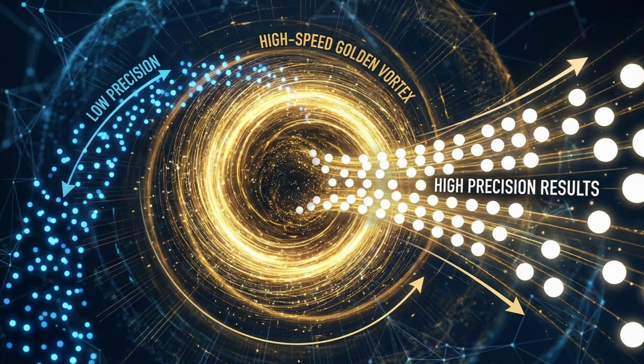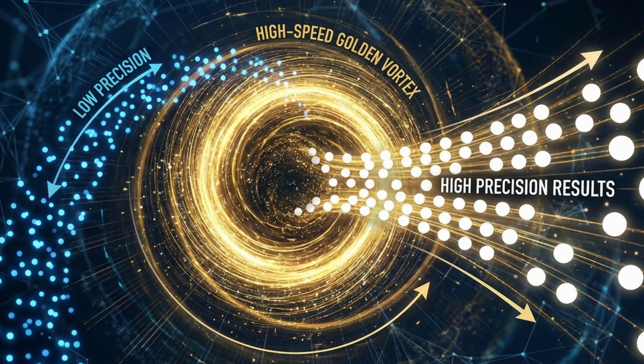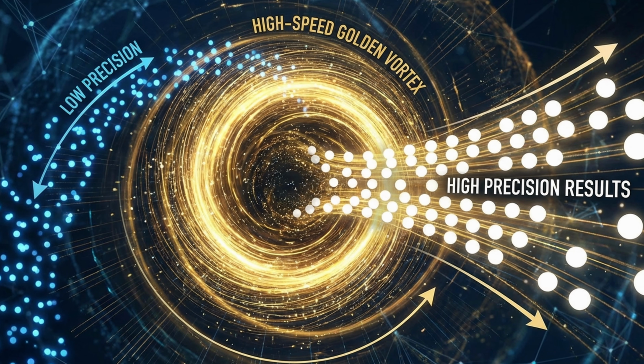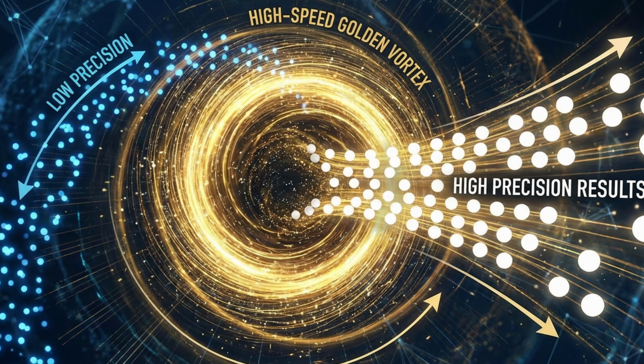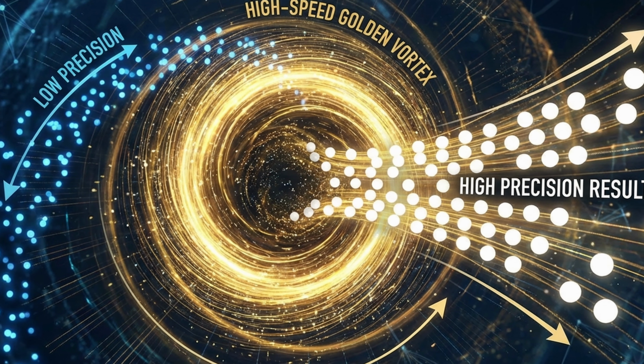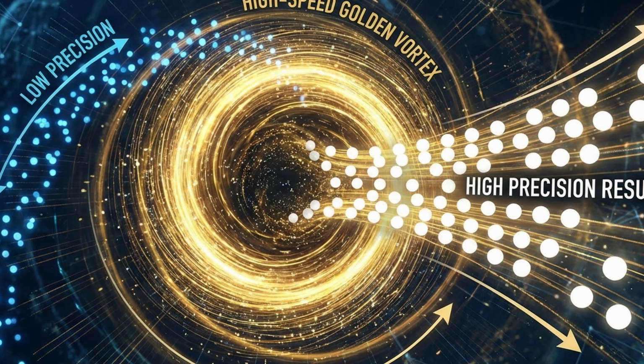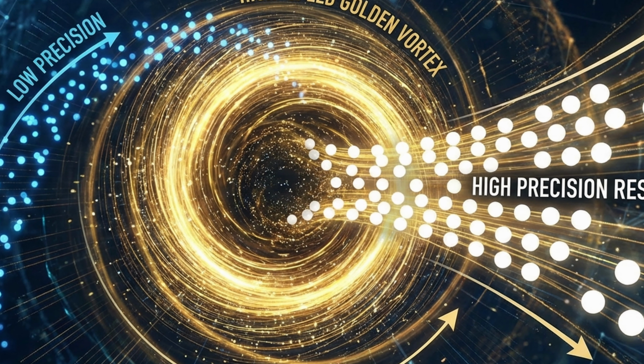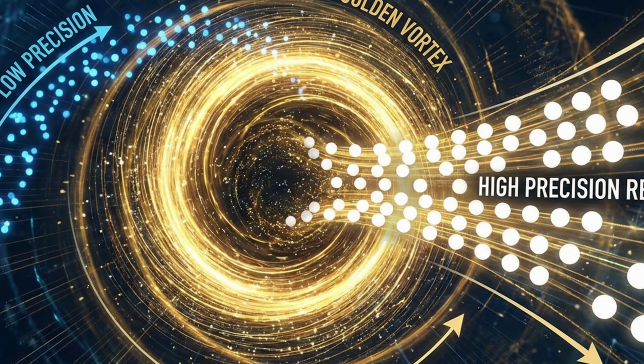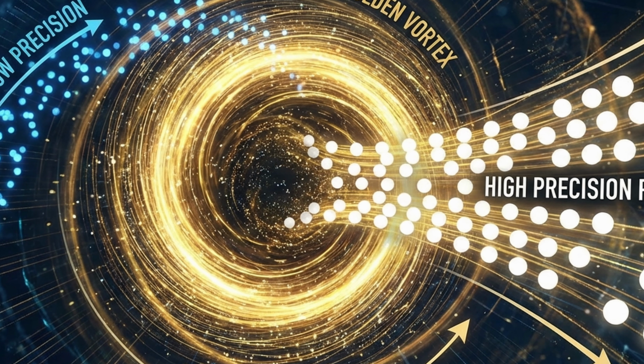They can ingest raw data inputs in much lower precision formats, such as 16-bit floating point or even 8-bit integers, perform the rapid matrix multiplication at blistering speeds, and then accumulate the final result in a higher precision format to prevent numerical underflow or rounding errors.